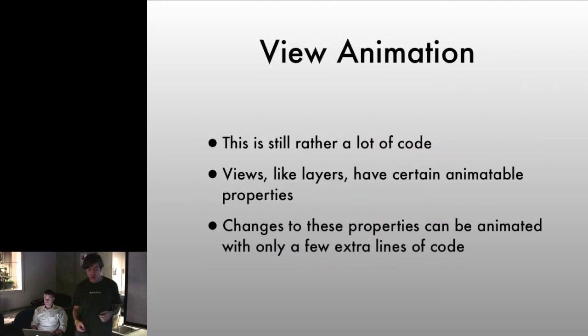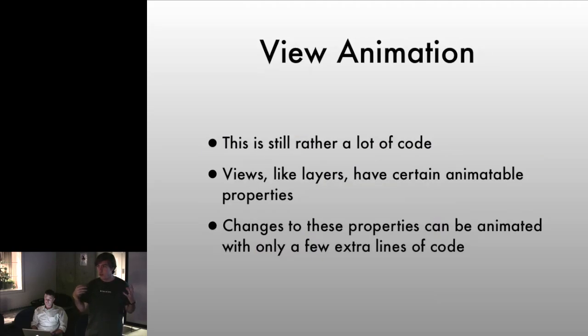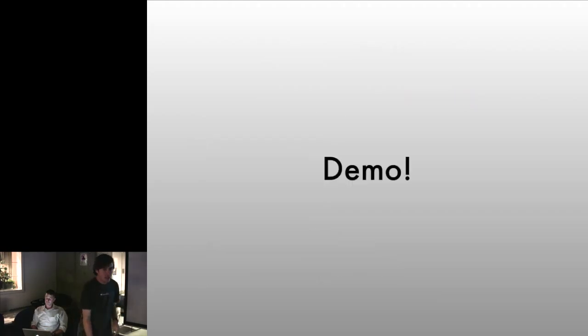Again, like I said, it's not super common to do animations with layers because they're a little bit harder to work with. What you're probably more interested in is doing animations on views. And so like layers, views also have a set of animatable properties. Again, these include things like the bound rectangle, the frame rectangle, the opacity, these sorts of things. And with just a couple extra lines of code, anytime we reassign these values, we can have that be animated. So there are a lot of class methods on UIView to perform animations. And rather than explain all of them, I'm just going to demo some of them for you.